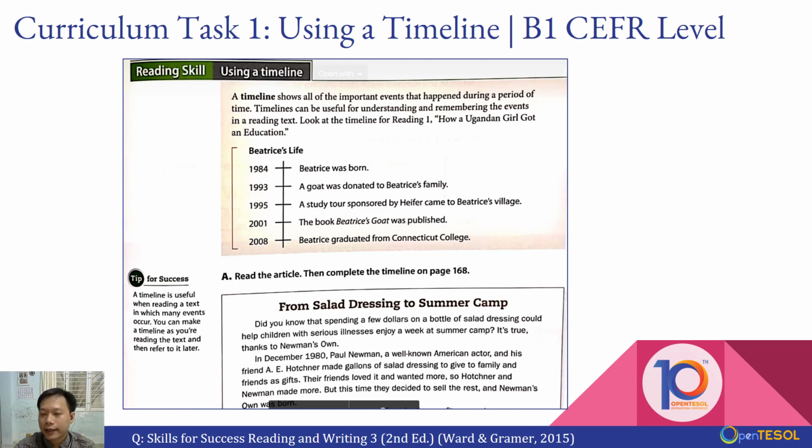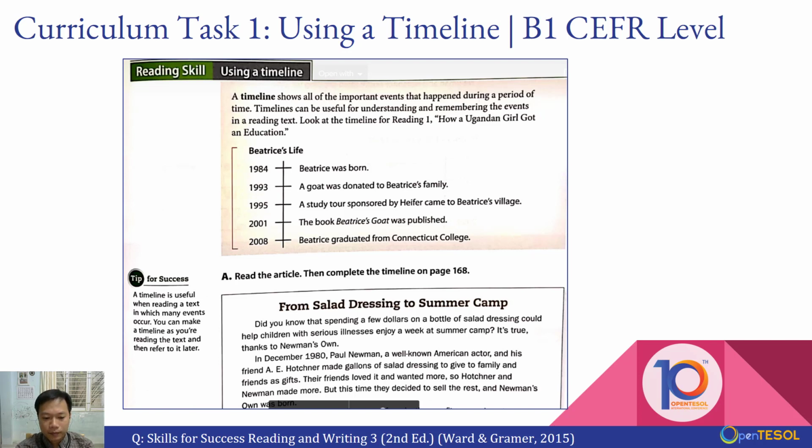My students are the first-year English majors at Ho Chi Minh City Open University, and their language proficiency is very mixed, but I can say that the majority of them are at the B1 CEFR level.